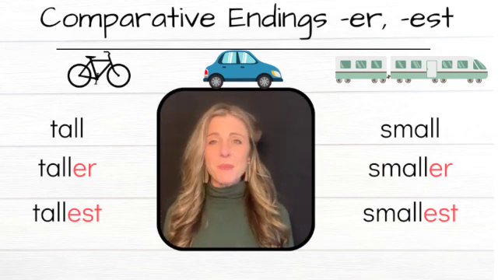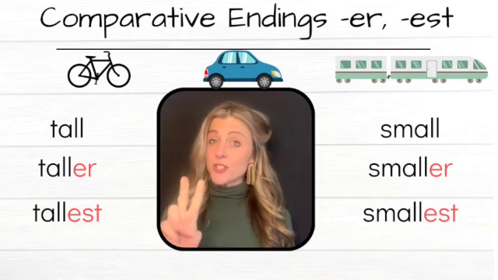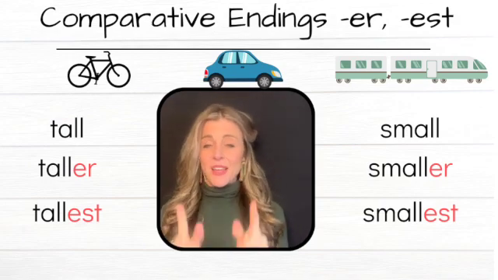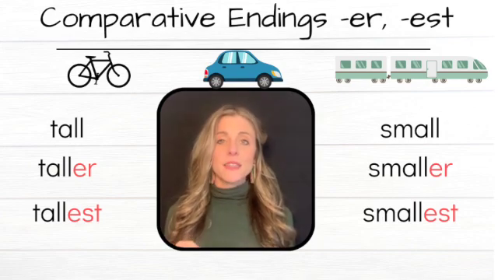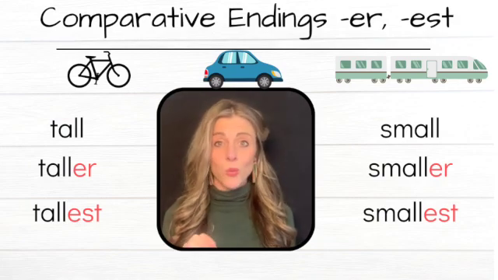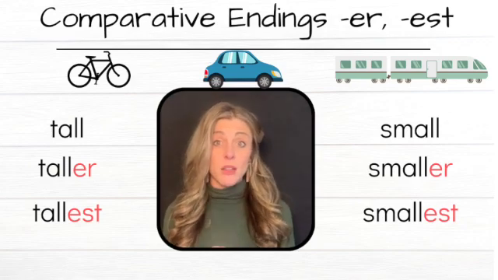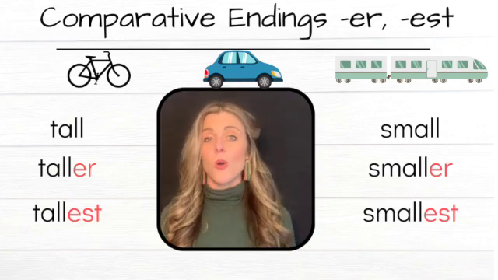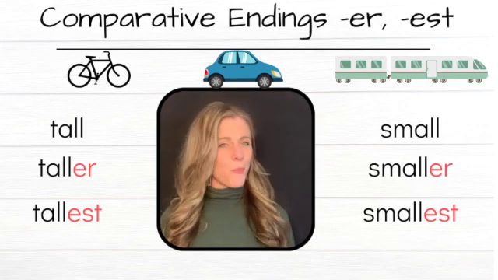Well, we want to go ahead and practice adding ER and EST to words today as we compare either two things and only use the ER, or more than two things and we need the EST. Now, one thing I'd like you to pay attention to is how the syllables change in a word when you add ER or EST. It always will add one more syllable to that word. If we were going to chop tall, we just say tall, one syllable. But if it becomes taller or tallest, an ER or an EST always adds one more syllable.